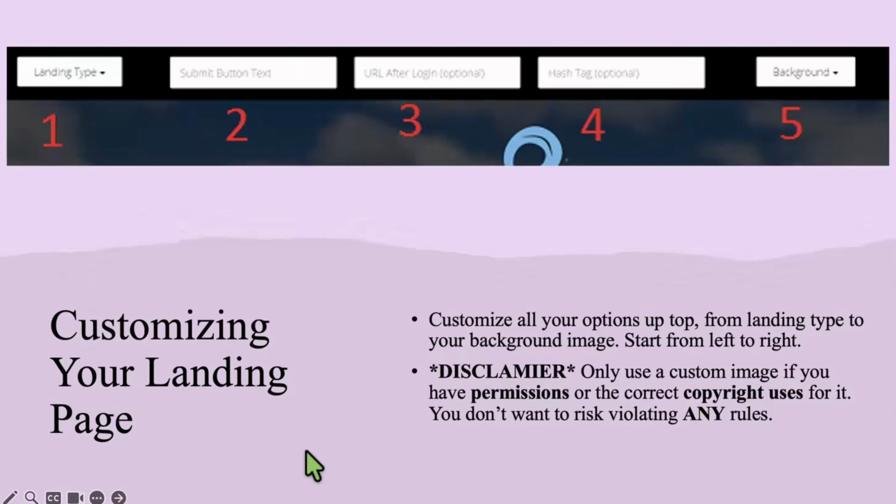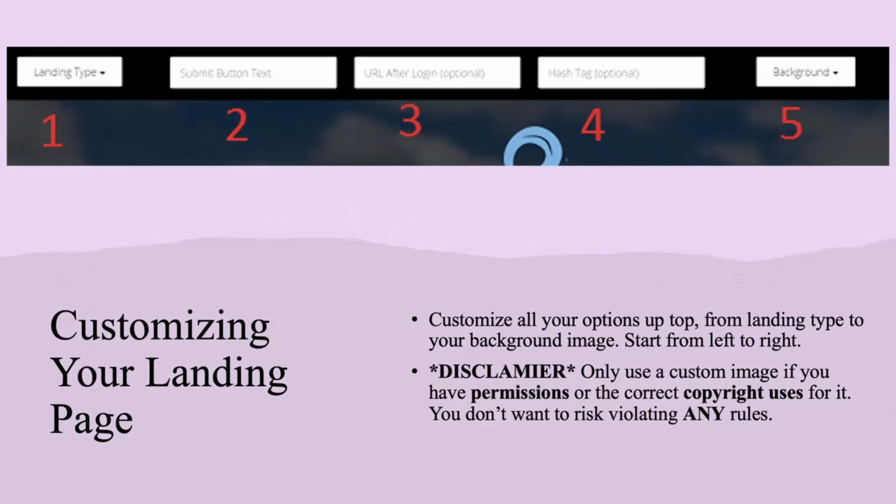So when you go to connect and customize your landing page, everything is from left to right. So you have your landing type, the submit button, the URL for when they finish it, the hashtag, and the background. If you do decide to add a picture, just make sure you have the correct copyrights for it to cover yourself. We don't want you getting in any trouble.